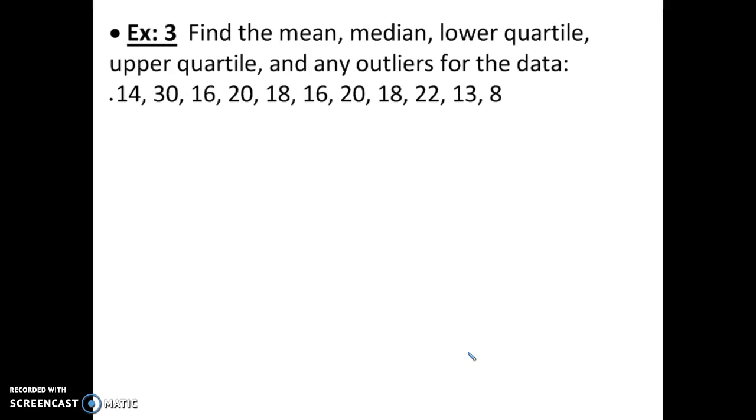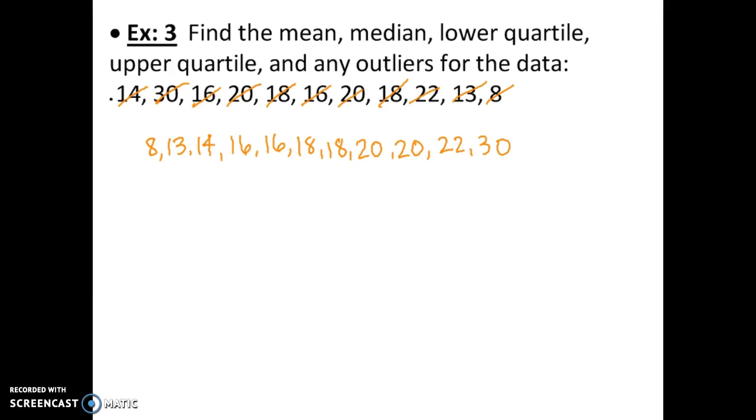So for this one, I want to find the mean, median, lower quartile, upper quartile, and any outliers for this data set. So the first thing I'm going to do is go ahead and put them in order, because I'm going to need them in order for the median and the 2 other quartiles. So we've got the lowest looks to be an 8. Put my 8 down here. And then it looks like we jump to 13. And I see a 14. A couple 16s. An 18. 2 18s. Looks like 2 20s. A 22 and a 30.